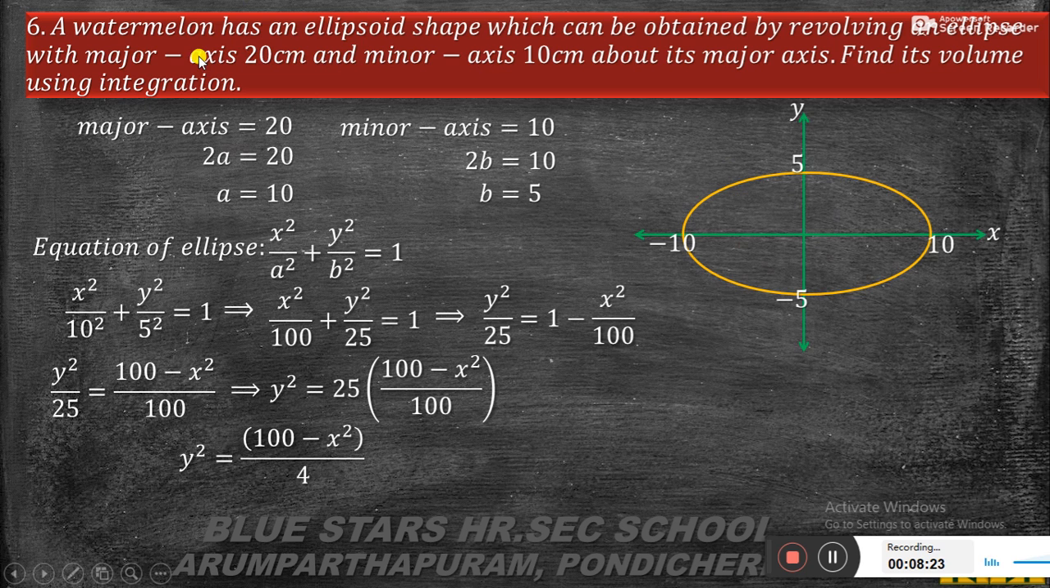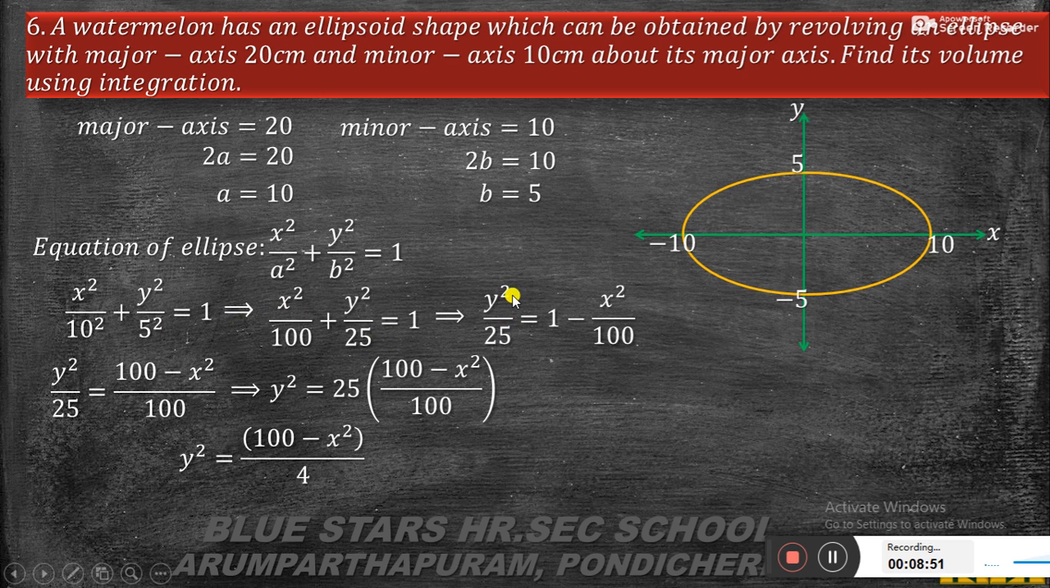They gave the length of the major axis and the length of the minor axis. We know that the length of the major axis is 2a. They gave the length 20, so 2a equal to 20 means a equal to 10. And the minor axis 2b equal to 10 means b equal to 5. So this is the equation of the ellipse. We know the equation of the ellipse is x square by a square plus y square by b square equal to 1. With a equal to 10, x square by 10 square plus y square by 5 square equal to 1, so x square by 100 plus y square by 25 equal to 1.